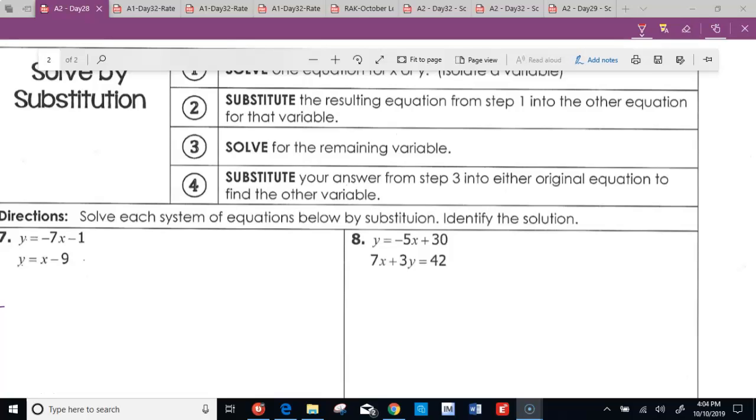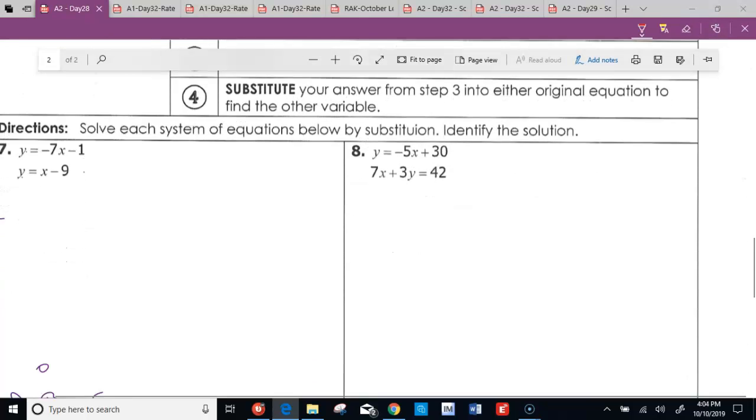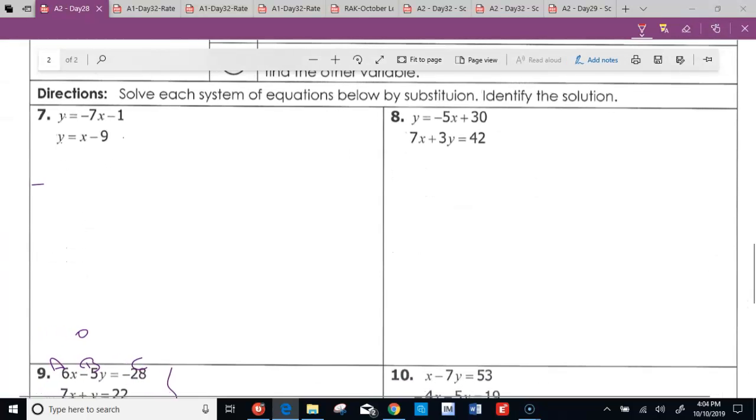Now, I do have some notes on the top of this assignment that explain the process, but I'm going to go ahead and just get right into it. So for number 7 on the back, our first example on this side, it says solve each system of equations below by substitution. I kept making mistakes when I was trying to make this video because I keep forgetting to substitute. Since I know other ways to do this, I kept reverting to those ways, but I'm going to stick strictly to substitution. They want us to substitute and identify the solution.